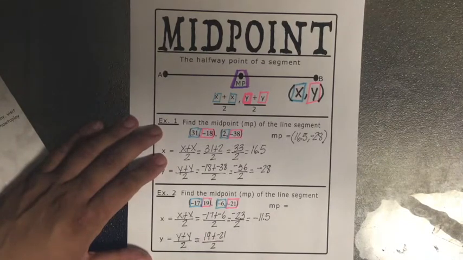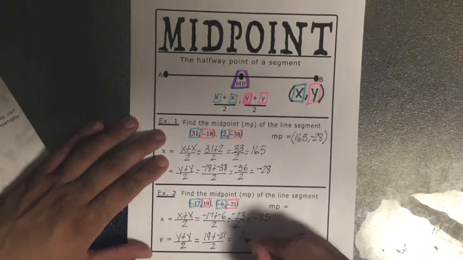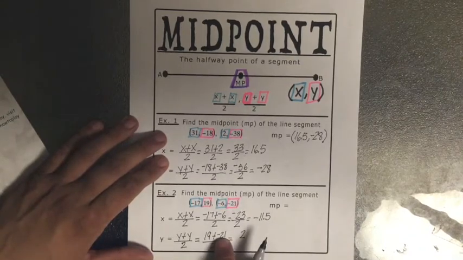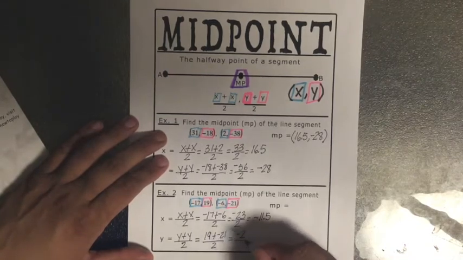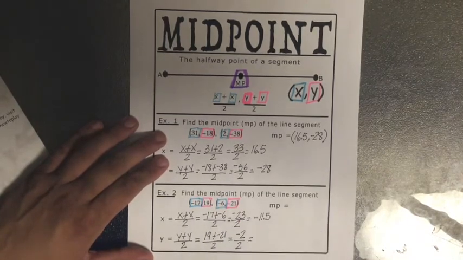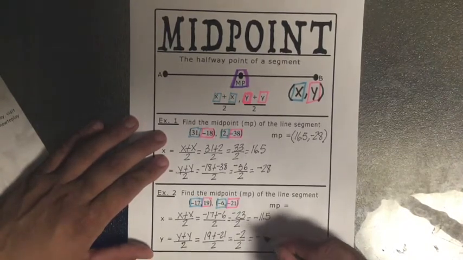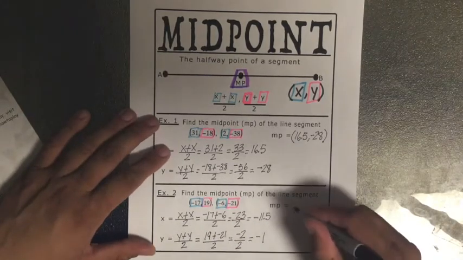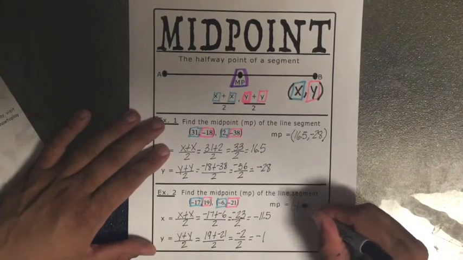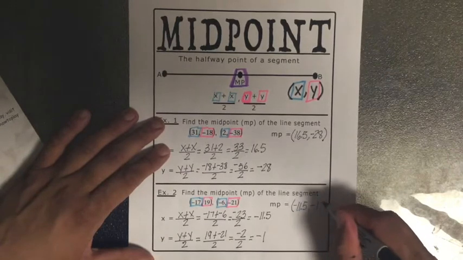19 is positive, 21 is negative, so they are not the same sign. So I subtract. 21 minus 19 is 2. 21 is the bigger integer, bigger than 19, and it's a negative, so the answer is negative as well. Can't forget divided by 2, and a negative divided by a positive is a negative. 2 divided by 2 is 1. So I have my x, I have my y, so my midpoint is negative 11.5, comma, negative 1.